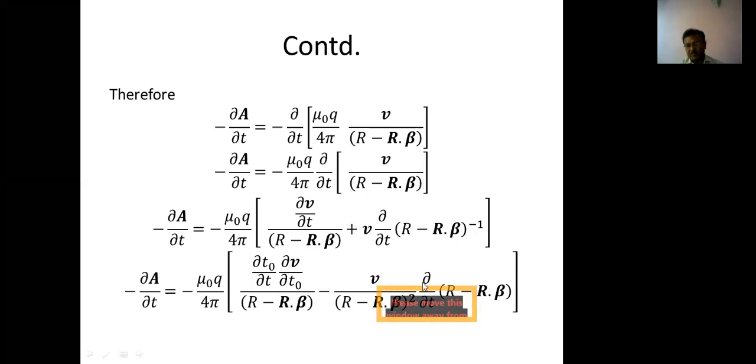Again, here you can do the same thing, because we are interested in obtaining everything in the retarded time. So ∂/∂t can be written as ∂t₀/∂t times ∂/∂t₀. And especially we operate this for ∂/∂t₀. So let's do that.